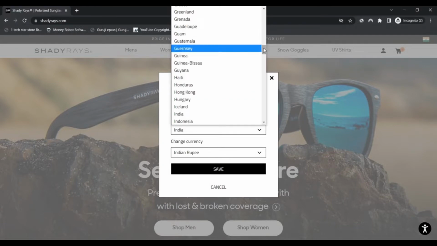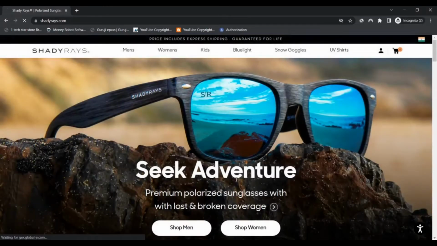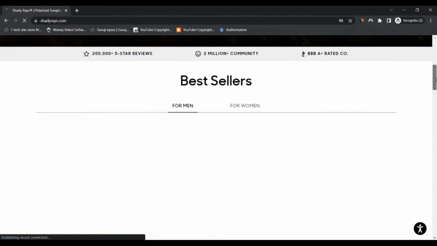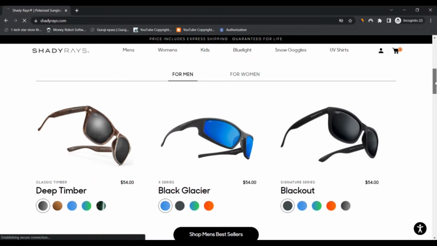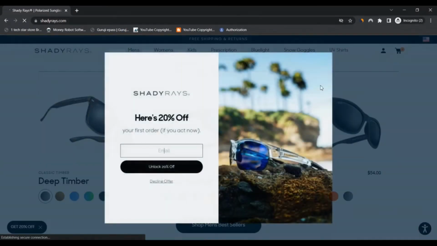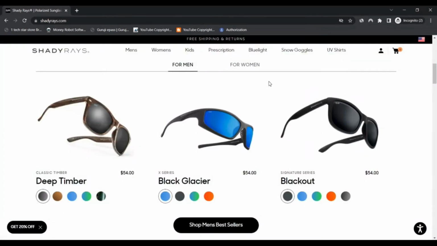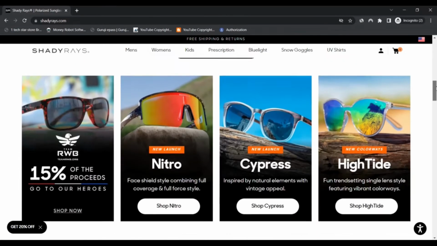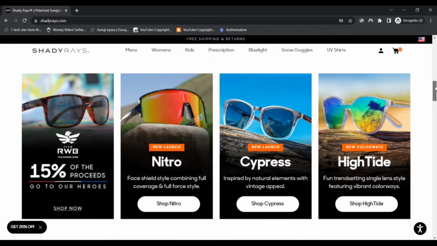What is Shadyrays? Shadyrays is an online store for premium polarized sunglasses. The store has a huge collection of sunglasses for both men and women. The store has been in existence for more than 9 years, serving many customers across the United States. The store claims to deliver world-class high-quality polarized sunglasses, and all sunglasses come with lost and broken protection from the manufacturer, so it gives peace of mind to the users.